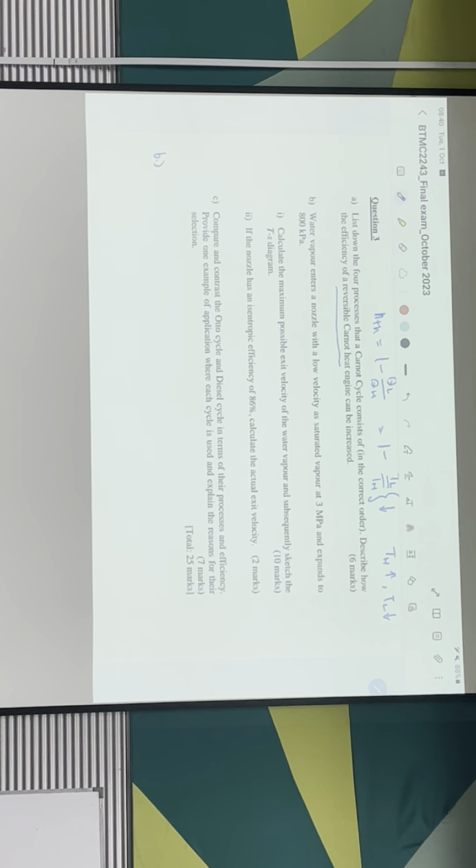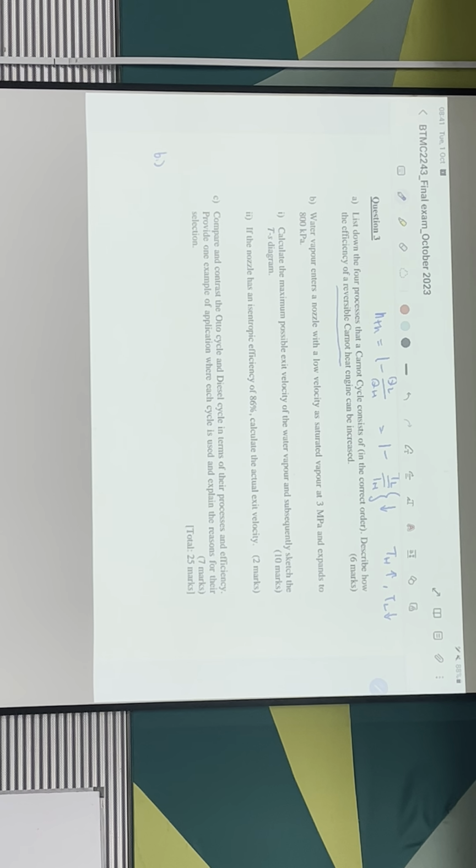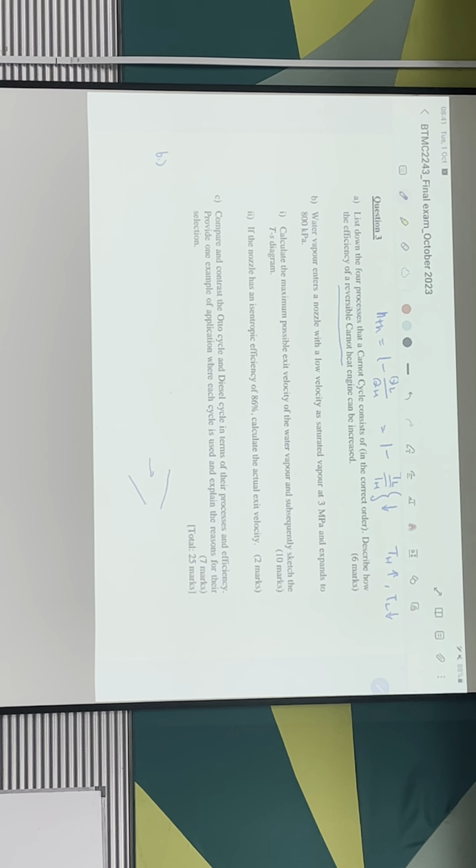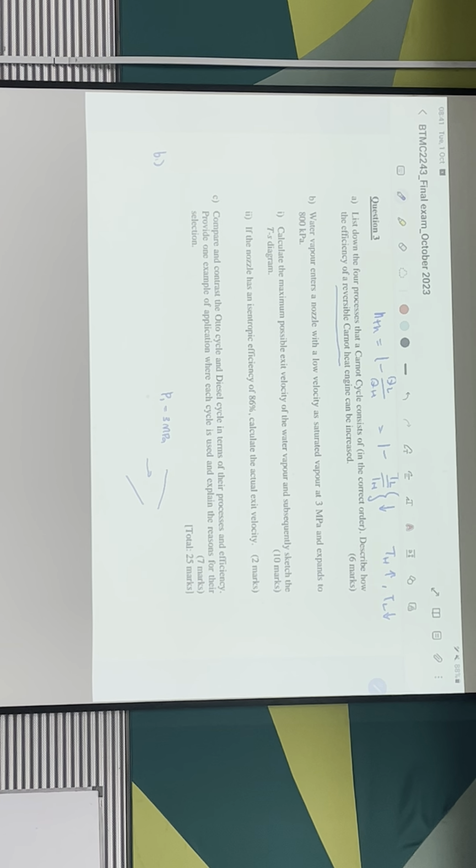Okay, then now we look at B. Water vapor enters a nozzle with a low velocity as saturated vapor at 3 megapascal and expands to 800 kilopascal. So you have a nozzle here. Initially, you have 3 megapascal saturated vapor.